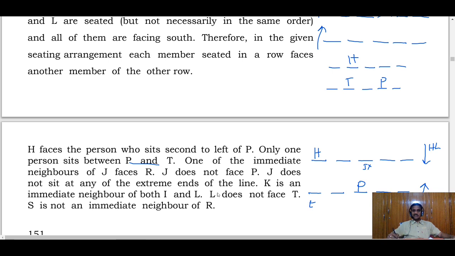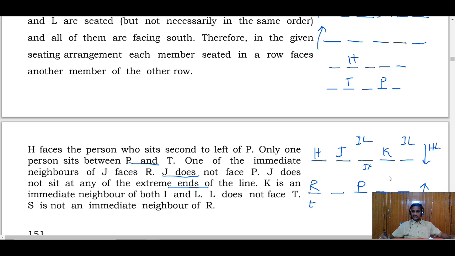J does not sit at any one of the extreme ends of the line. So J cannot be here, here, or here. Hence where should J be? J is here. Taking J here, one of the immediate neighbors of J faces R, so R is here. And J does not face P. And J does not sit at any one of the extreme ends of the line. K is an immediate neighbor of both I and L, so I and L are here.